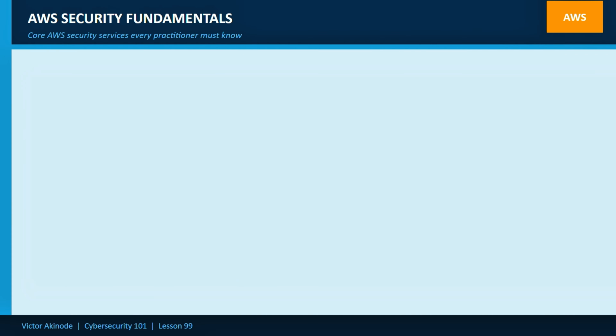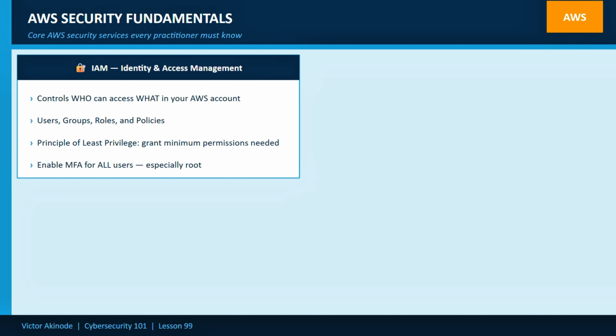Now let's consider the AWS security fundamentals. The first one is Identity and Access Management, or IAM. Identity and Access Management controls who can access what in your AWS account. It uses users for individuals, groups to organize users, roles for applications, and policies to define permissions. It grants only the minimum permissions needed to users. It also enables multi-factor authentication for all users, especially the root accounts.